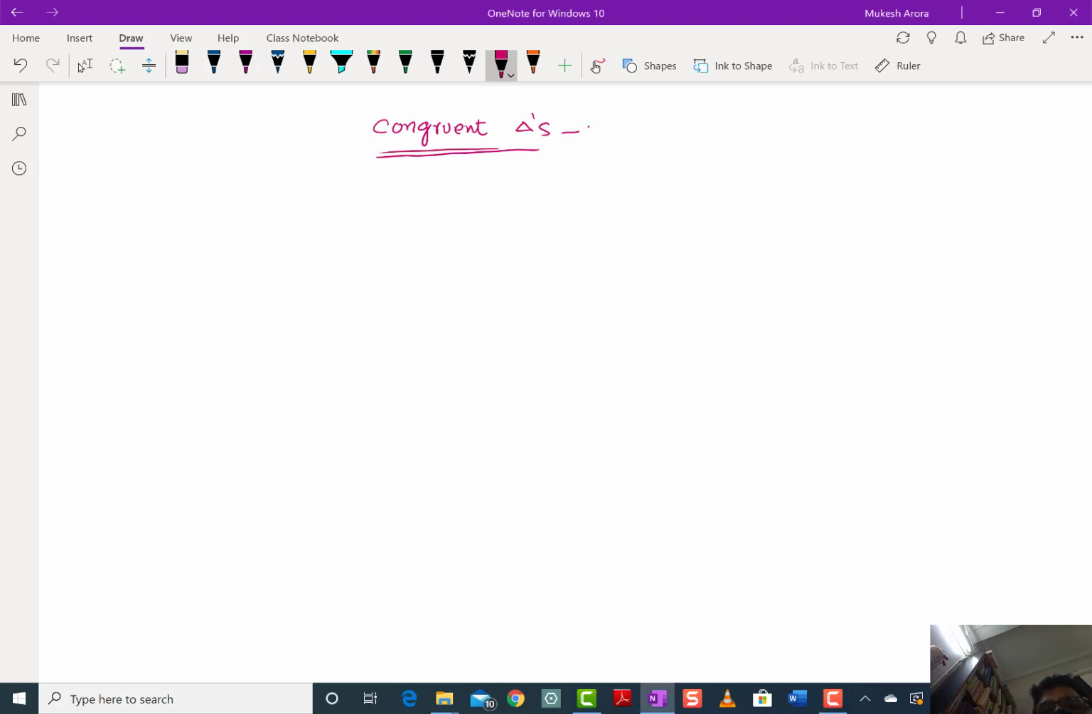Today we will start with the congruency, that is the next part of congruent triangle. Before that, we have two theorems. Theorem 1.